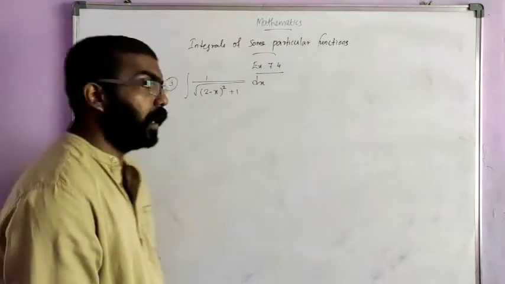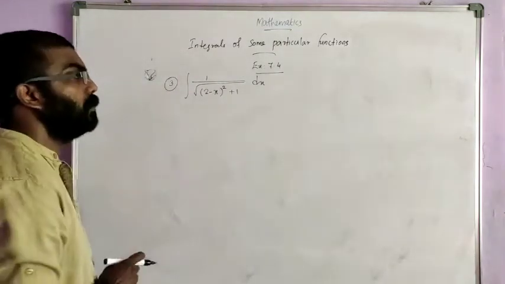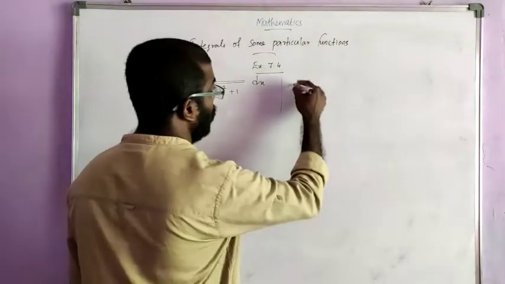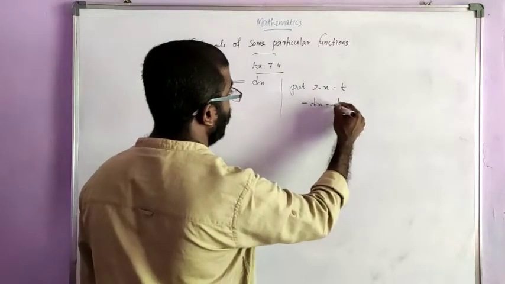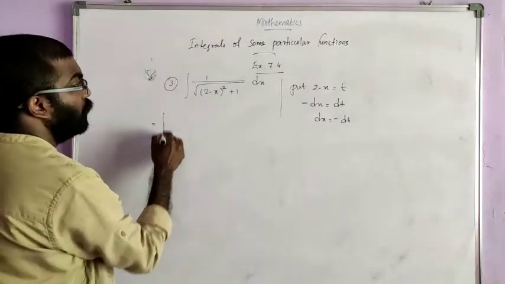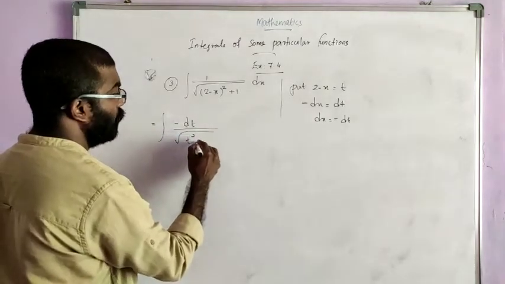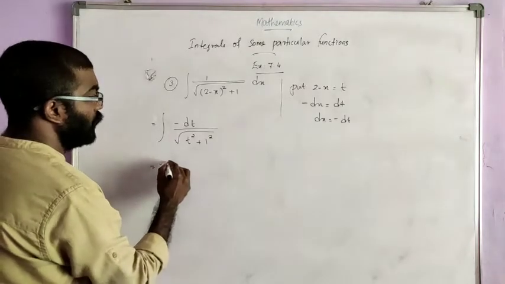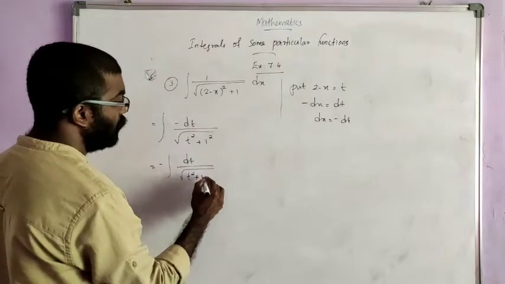Now we move on to question number 3. Integral 1 by root of (2 minus x the whole square) plus 1 dx. Here we can put 2 minus x as t. Minus dx is equal to dt or dx is equal to minus dt. It is equal to integral minus dt divided by root of t square plus 1, which can be written as 1 square. This minus we can take it out. So minus integral dt divided by root of t square plus 1 square.